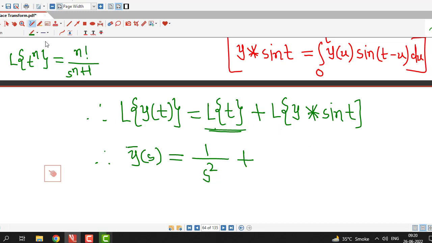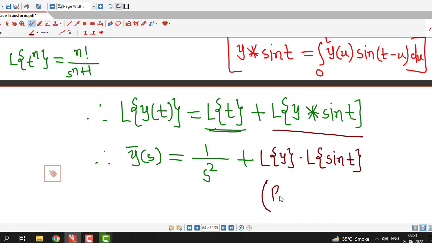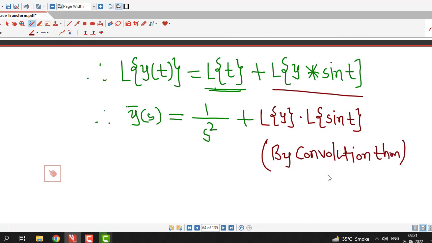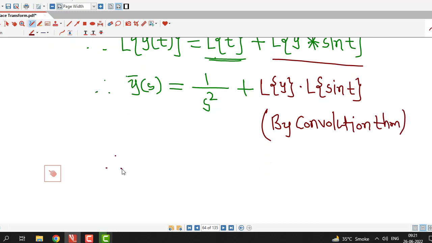And by the convolution theorem, Laplace transform of y star sin t can be written as the product of Laplace transform of y and Laplace transform of sin t. Here we are using convolution theorem for Laplace transform. So here we write that this is by convolution theorem. Now in the next step, we write down Laplace transforms of these two, and other things remain as they are, 1 by s square.